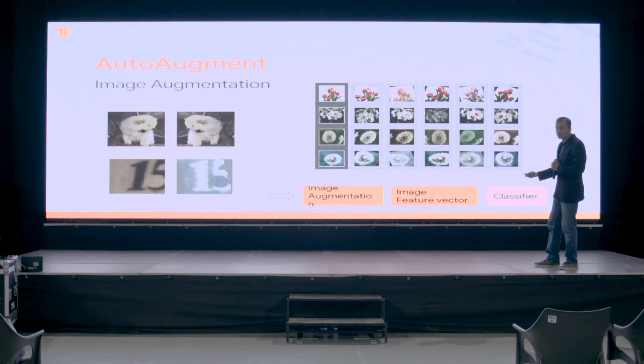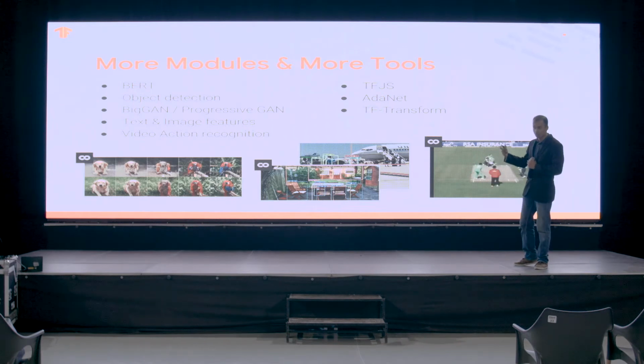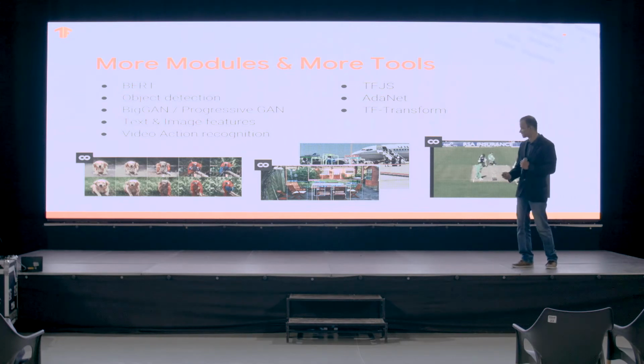And yeah, so this is one more feature. Image augmentation is very important, especially if you're going to train a deep neural network for image classification or object detection, and this comes out of the box with the Tensorflow Hub. And of course, there are more models. For example, BERT comes out of the box for Tensorflow Hub. You have object detection. Big GAN, for example, is also available directly. There's also progressive GANs and text and image features. And some video action recognition is also available from the hub itself.